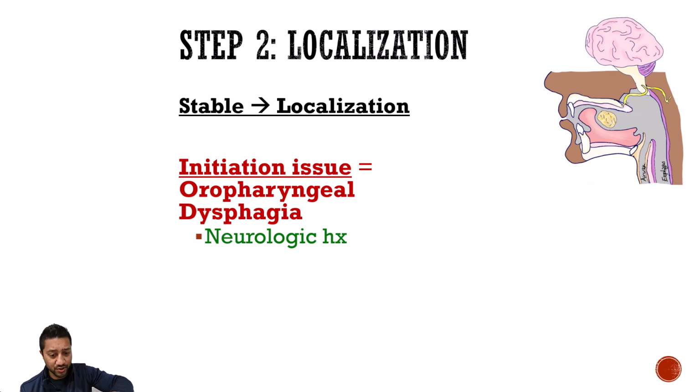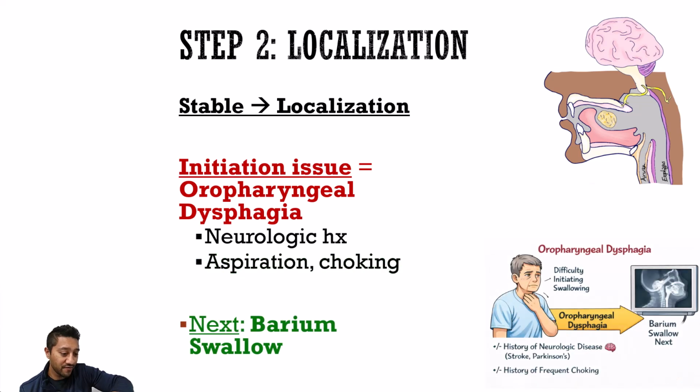Now, historical features of aspiration or frequent choking should also increase your suspicion, since these symptoms are very common in patients with oropharyngeal dysphagia. So pretty much if you see that pattern where you have an initiation issue, especially if they have an underlying neurological history or even history of frequent choking, then you should presume oropharyngeal dysphagia. In that case, your next step will be to perform a barium swallow to help you confirm that diagnosis. Again, another easy point here without too much complexity.